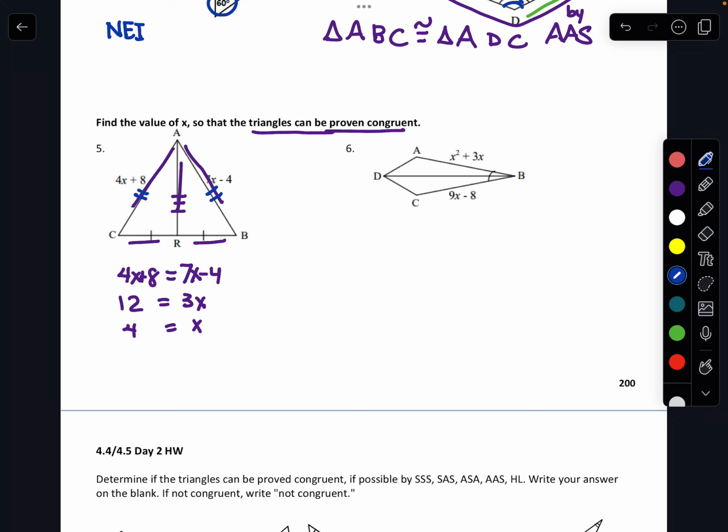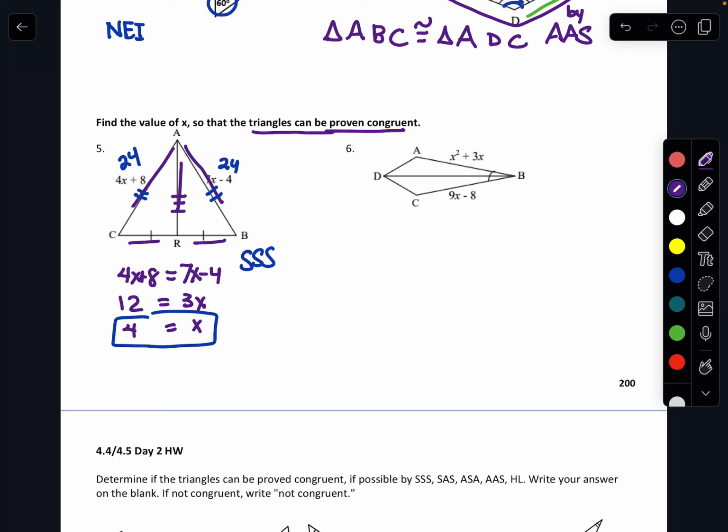All right, so we have x equals 4. So we've got 16 plus 8 here. If we were to plug this x equals 4 back in, we know these would be equal because we've already set them to be equal, but we're going to have 16 plus 8 here, 24. And we're going to have 28 minus 4 here, which is also 24. So x has to be 4, and then these can be proven congruent by side, side, side.